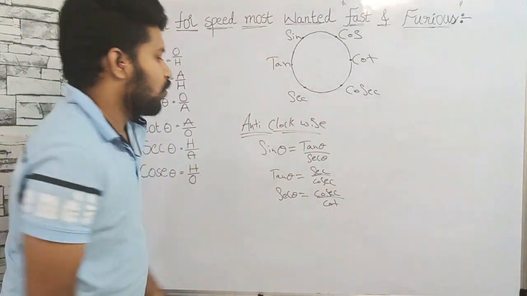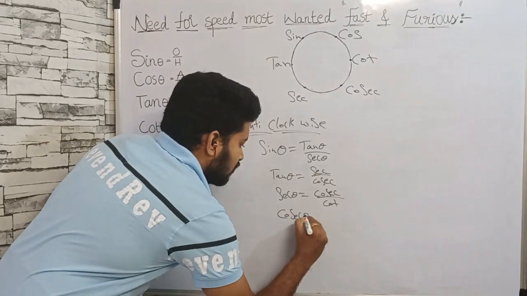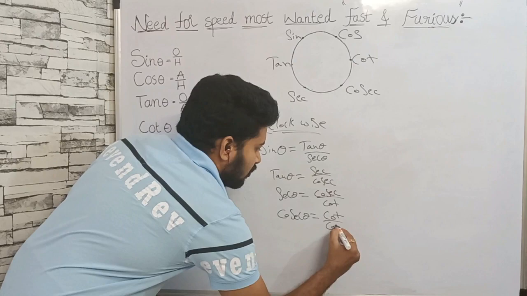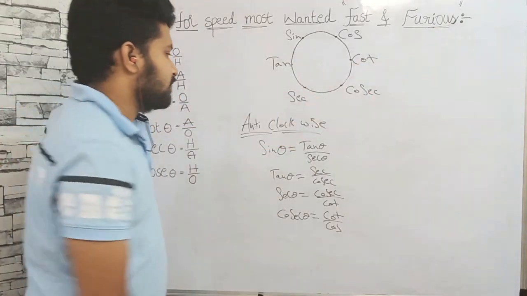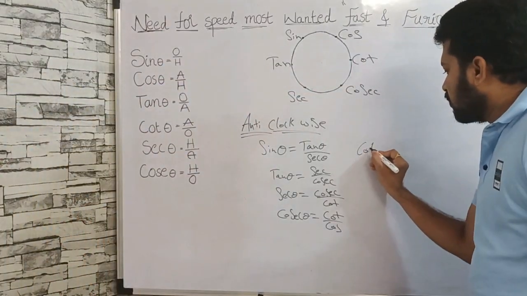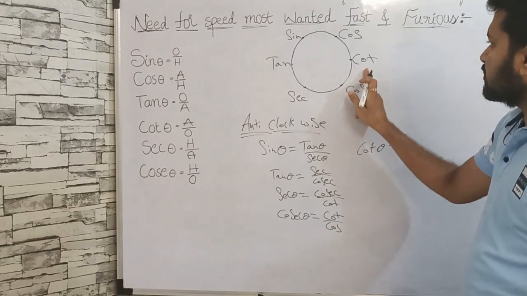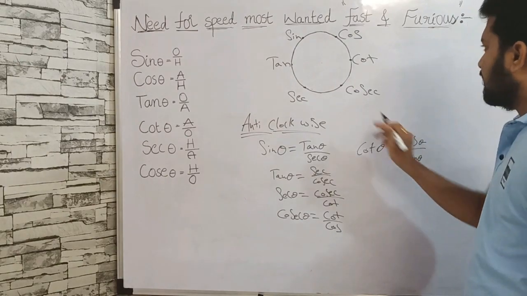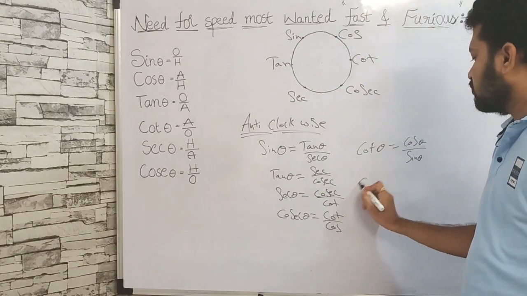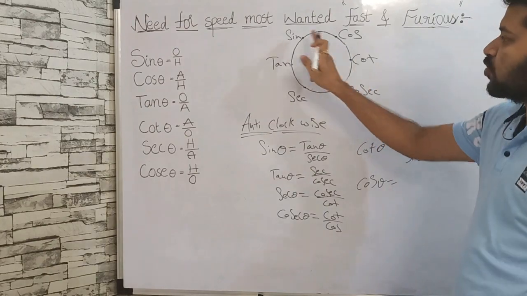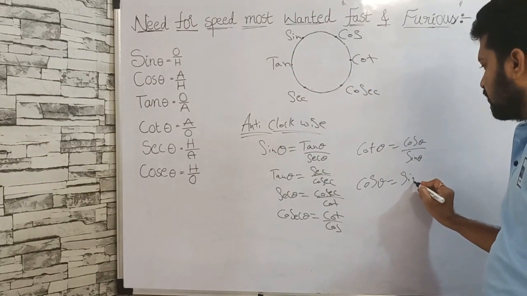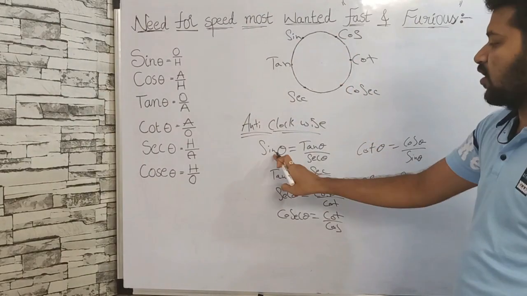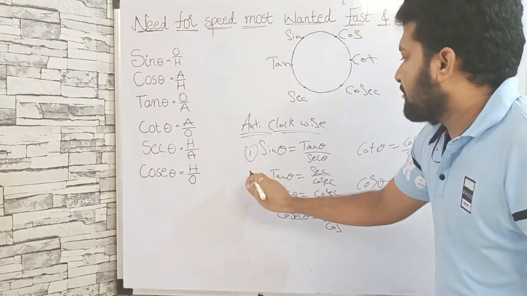After secant we have cosecant. Cosecant theta is equal to cot by cos. After cosecant we have cot. Cot theta is equal to cos by sin theta. And after cot we have cos. Cos theta is equal to sin by tan. And after cos we have sin. It is our first bit.